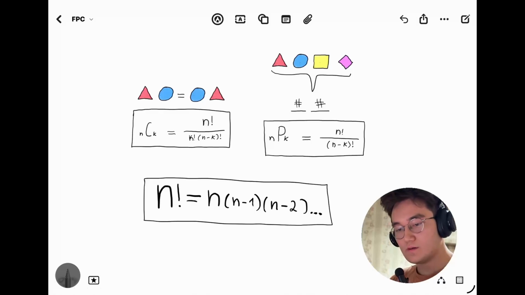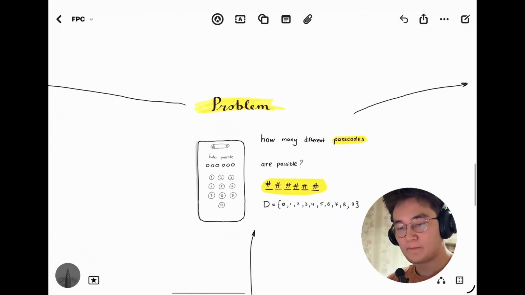Hello everyone. Most people just memorize formulas such as those for combination, permutation, and even factorial. In this video, I'm going to show you the fundamental principle of counting, a simple idea that will allow you to build those formulas from scratch. So let's start with a problem.